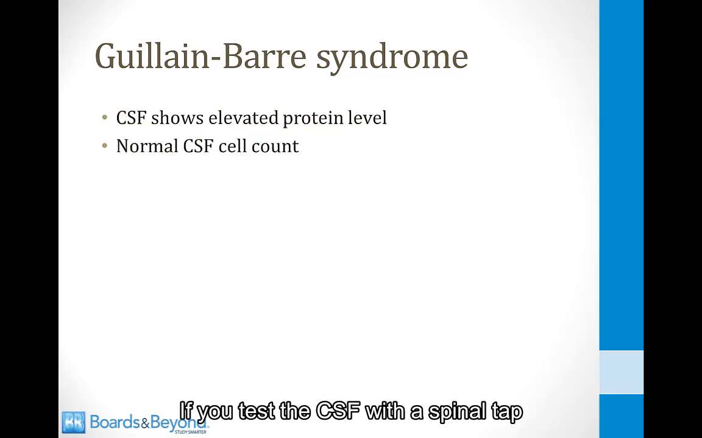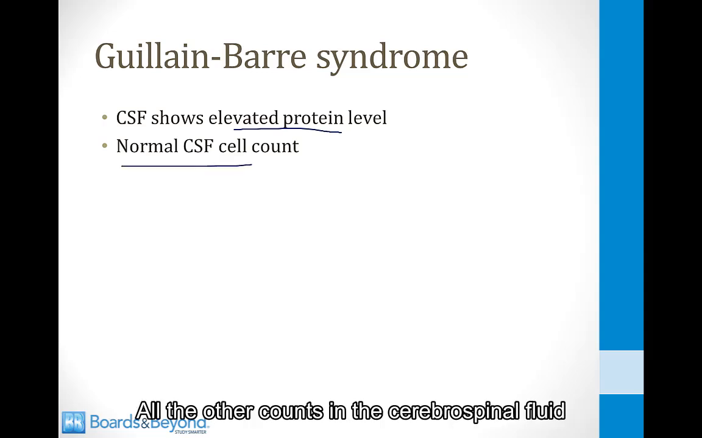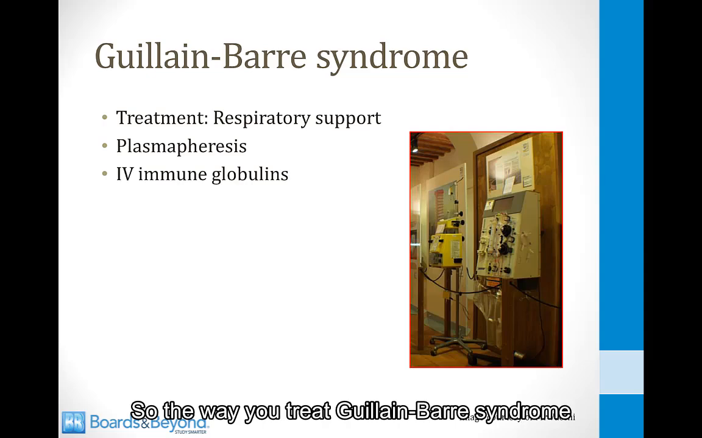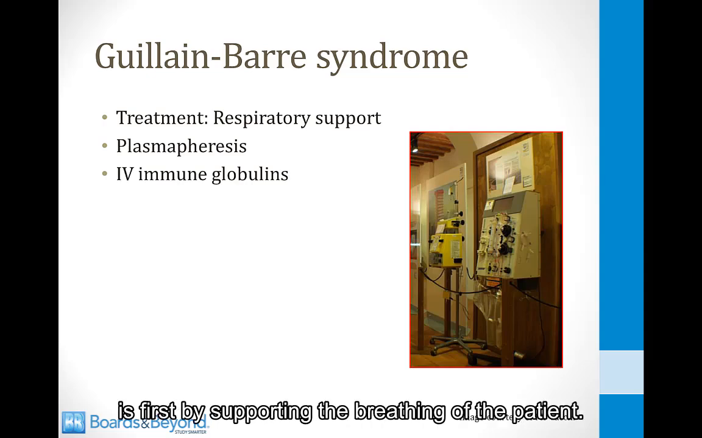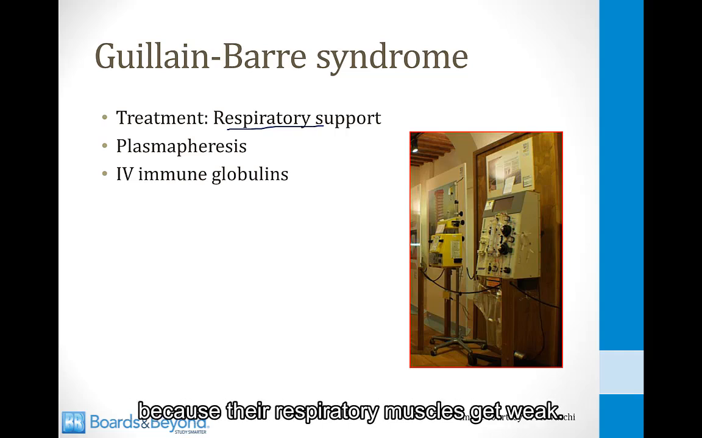If you test the CSF with a spinal tap in patients with Guillain-Barré syndrome, it will show an elevated protein level. It's a non-specific finding, but that's what you'll see. All the other counts in the cerebrospinal fluid should be normal. So the way you treat Guillain-Barré syndrome is first by supporting the breathing of the patient. They often have to go on the breathing machine because their respiratory muscles get weak.